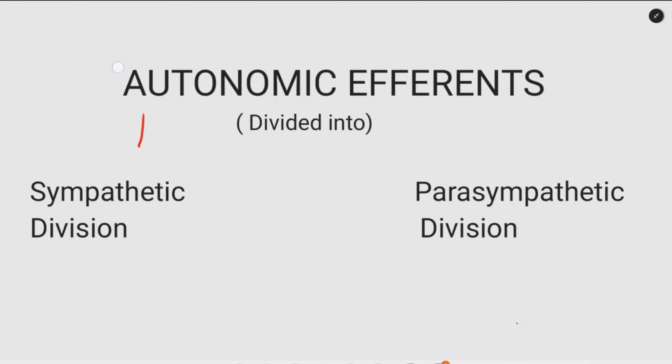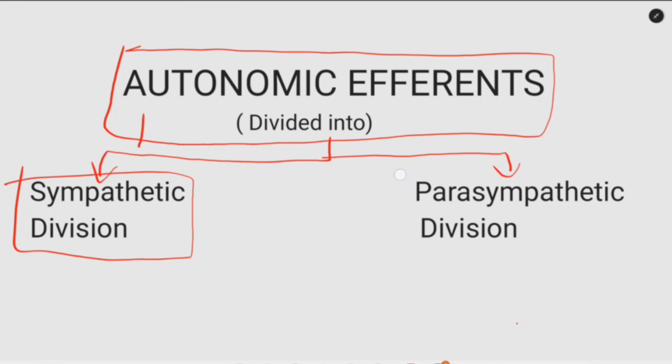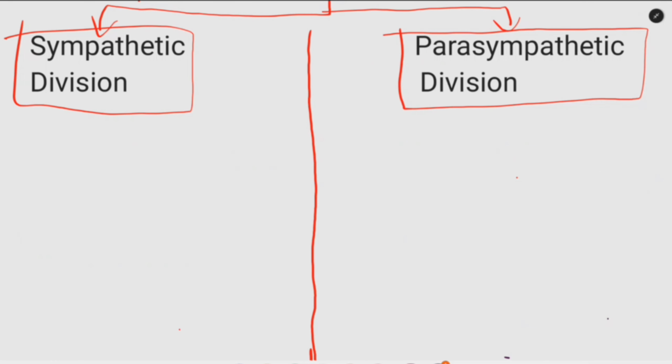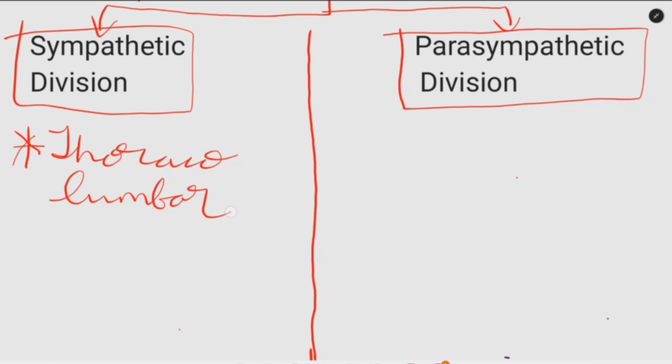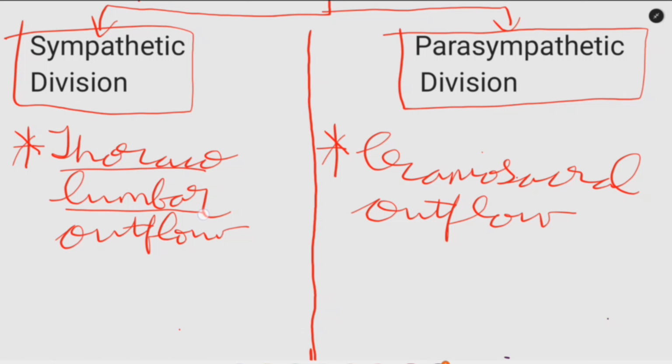The autonomic efferents are divided into the sympathetic division and the parasympathetic division. The autonomic efferents of the sympathetic division are carried by the thoracolumbar outflow, I will explain what that is, while the autonomic efferents of the parasympathetic division are carried by the craniosacral outflow.